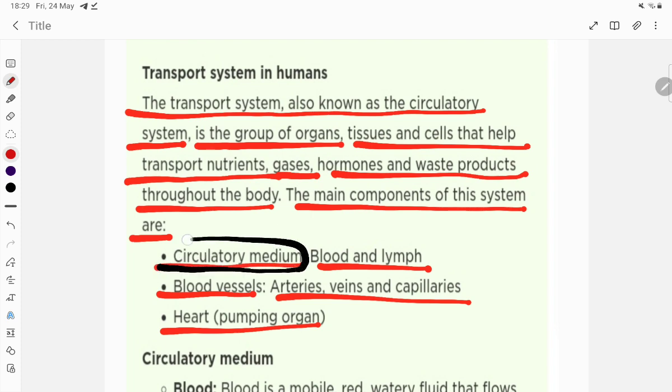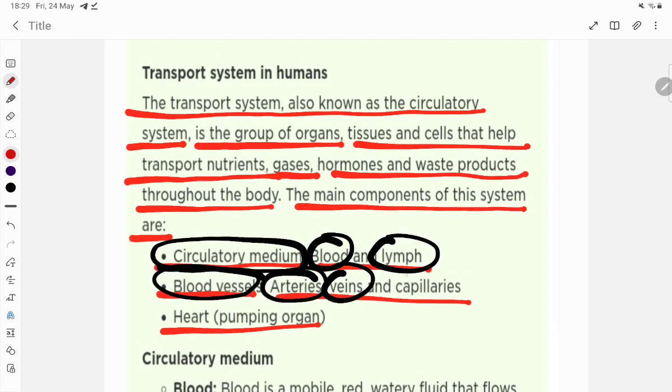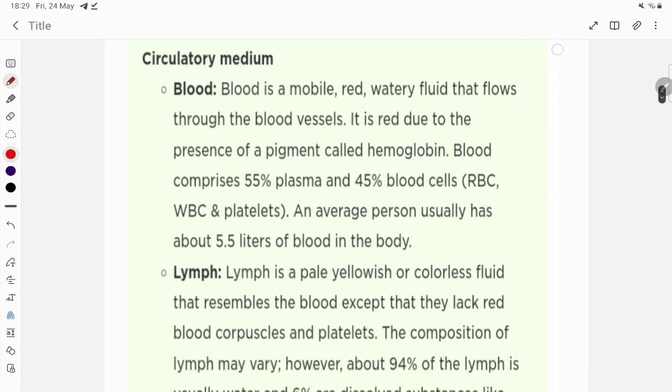First one is circulatory medium, which is blood and lymph. Blood vessels are arteries, veins and capillaries. Heart is the pumping organ, student, right? Now see the circulatory medium.